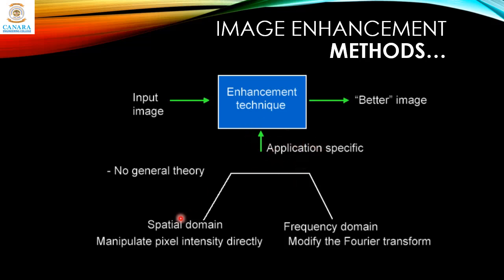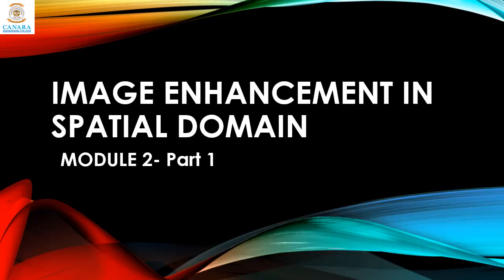So two techniques we saw, or three techniques. The first one was a spatial method, where we manipulate the pixel intensity directly, or the frequency domain method, where we modify the Fourier transform of those pixel values, or we can use a combination of these two methods. So in the first half of the second module, we'll learn about image enhancement in the spatial domain. So let's begin.